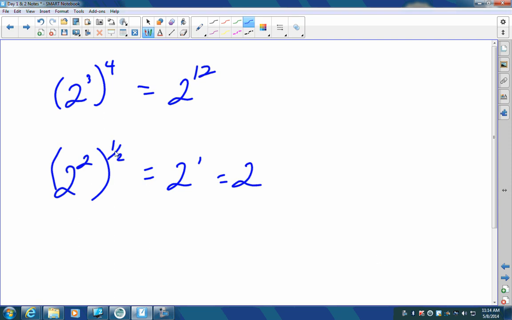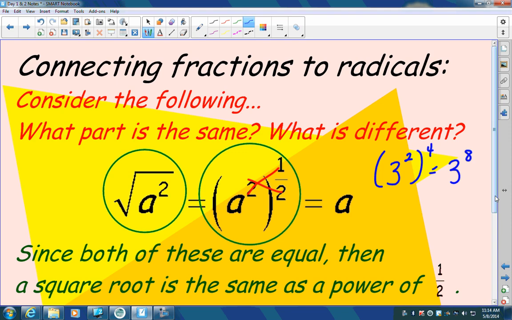We know that 1/2 is a square root sign. We'll come to this in just a second. Now, let me go back here a second. Let's see where to go. All right, let me move on down.